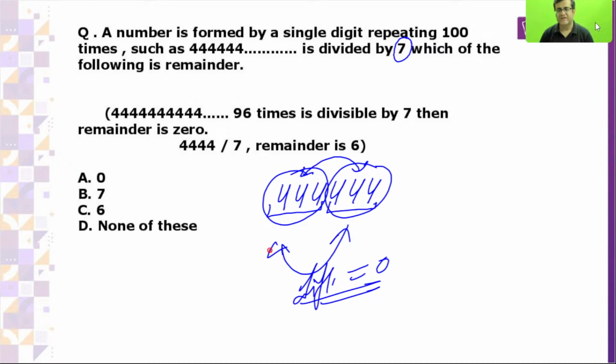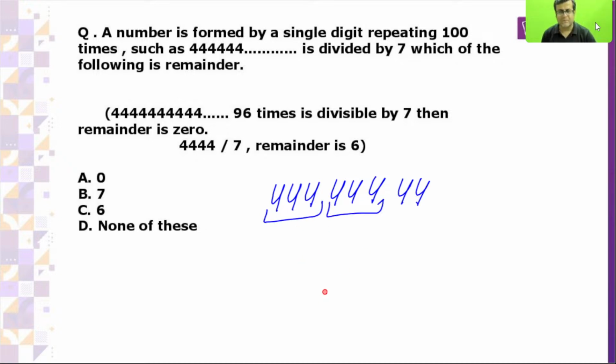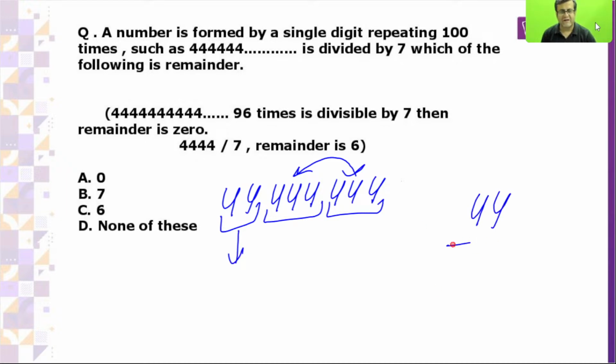No. If there are many numbers, we should take the last 4 digits. That is not it, beta. 3 and 3, 6. If 6 digits are there, then this will give you remainder 0 when divided by 7. I'm telling you, if you take 4, 4, 4, 4, 4, 4, the difference is 0. If there are 8 times, this is a complete number. 8 times 4 is coming, right? The difference of these two is 0. Take only this one, 44. Divide by 7. 7 sixes are 42. Remainder will be 2 in this case.